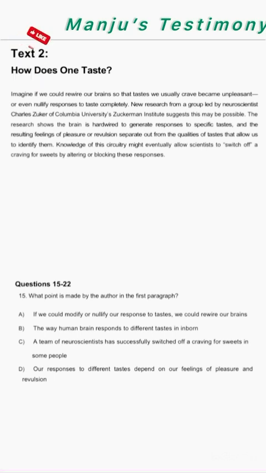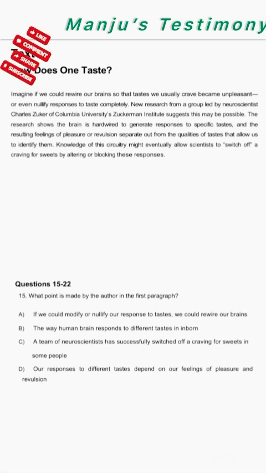The next option is D. Our response to different tastes depends on our feeling of pleasure and revulsion. So this sentence is matching with the sentence in the text. Some of you may guess that this is the right answer, but guys, this is not the right answer, because if you read carefully, option D is the straight opposite of what the text is saying.